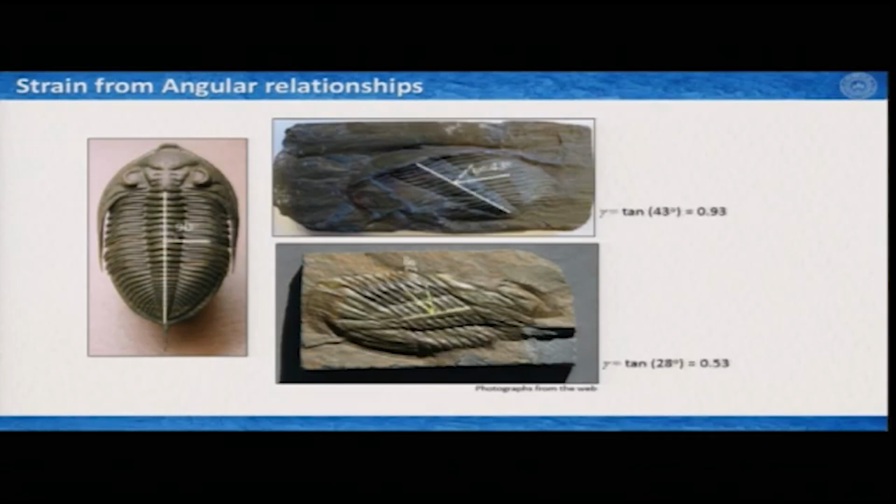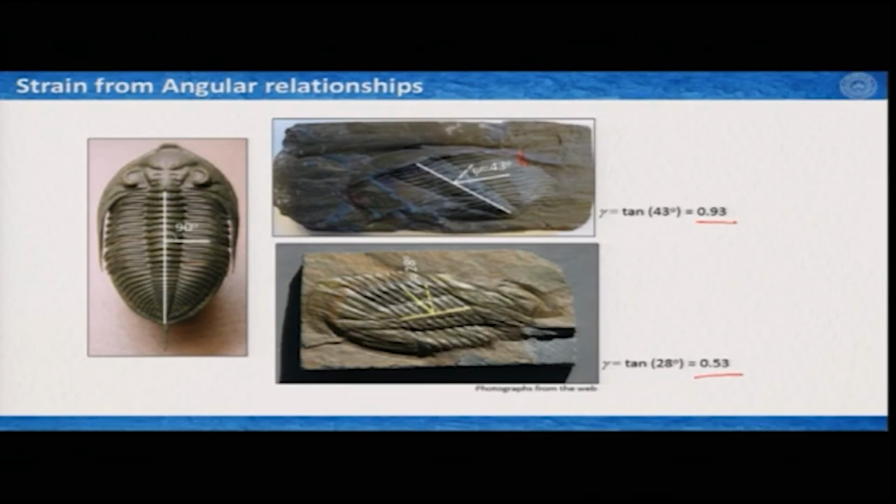So, if we try to do that, again this is 90 degrees, then what we see here is the deviation from the right angle, which is the dotted line, and what is now is 43 degrees. So, simply by putting the formula shear strain equal to tan of this 43, that gives you almost close to 1, 0.93, and in the second case this is 0.53.